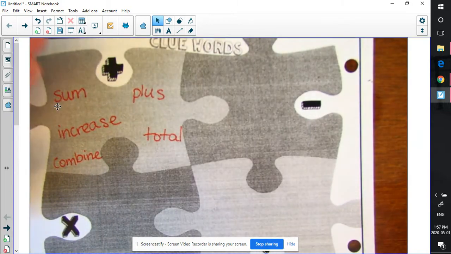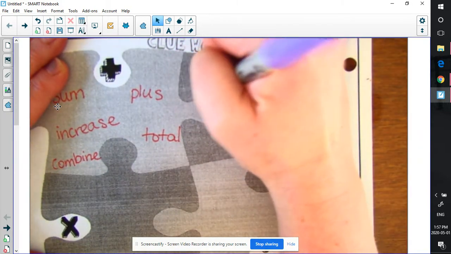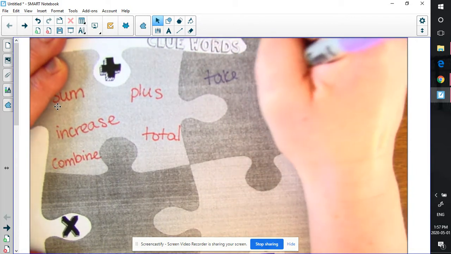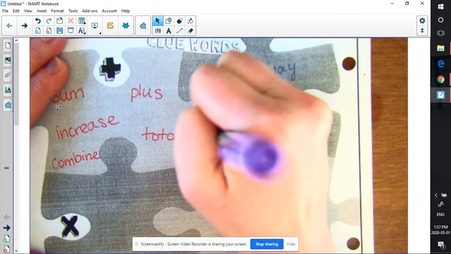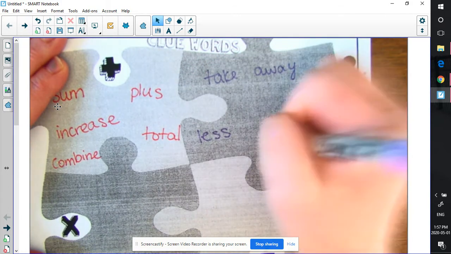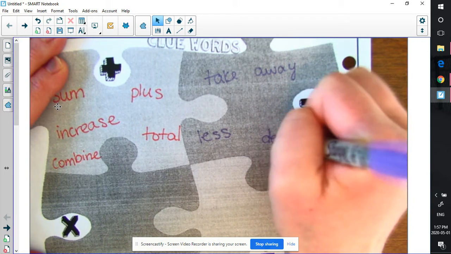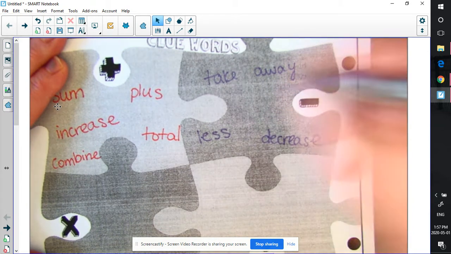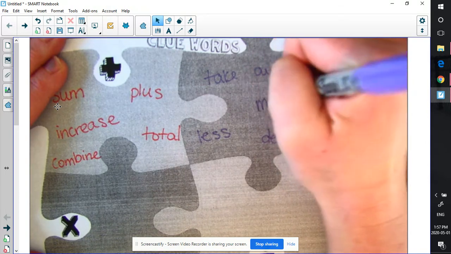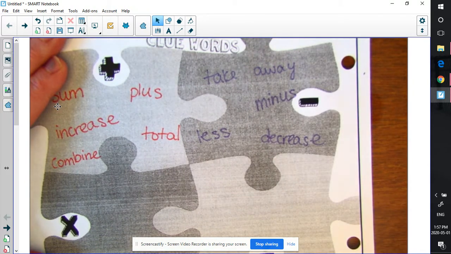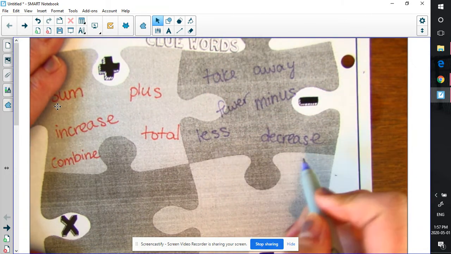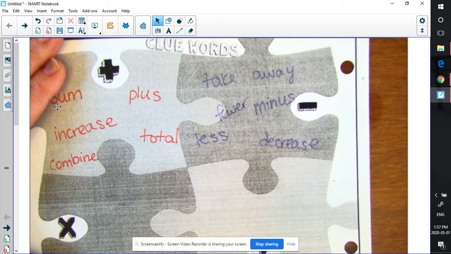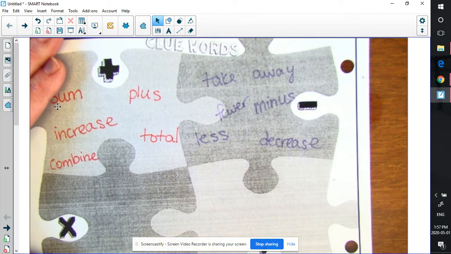Now let's add some clue words into subtraction then. So one clue word from that is take away. You might also see less or decrease or minus or fewer. Any of those words, and that should prompt your brain to think, oh, I'm probably going to have to subtract.